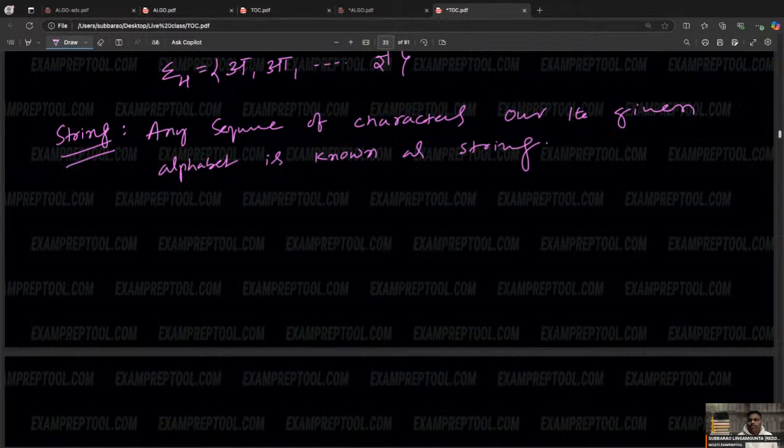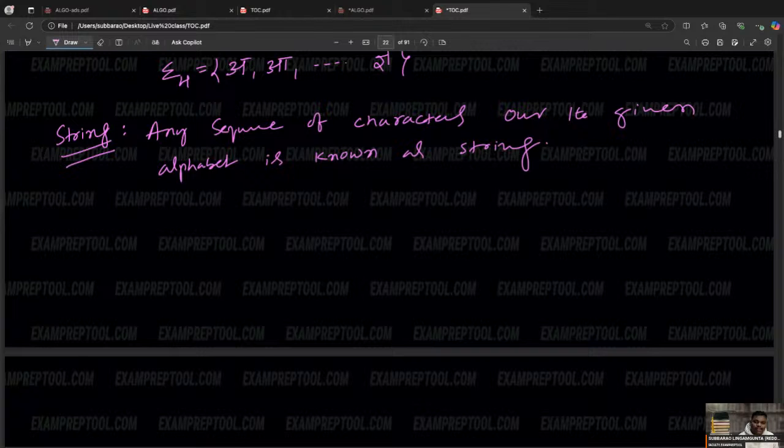So everyone knows, when you have an alphabet, many letters will be there. If you take some set of letters and make it one string, that is a string. The English language has the alphabet A to Z. So if I pick some characters from there and write them, that is nothing but one string. Any sequence of characters over the given alphabet is known as a string.